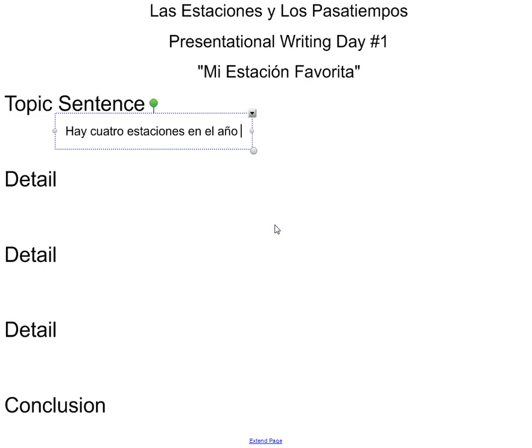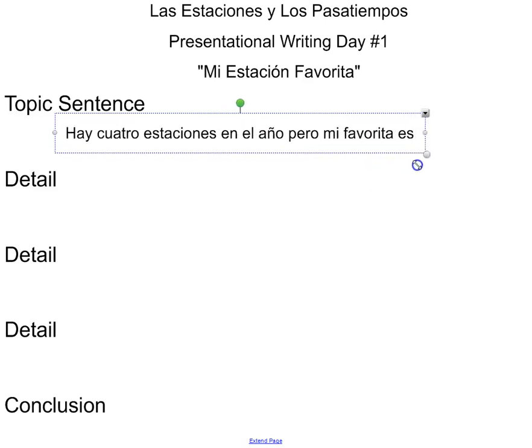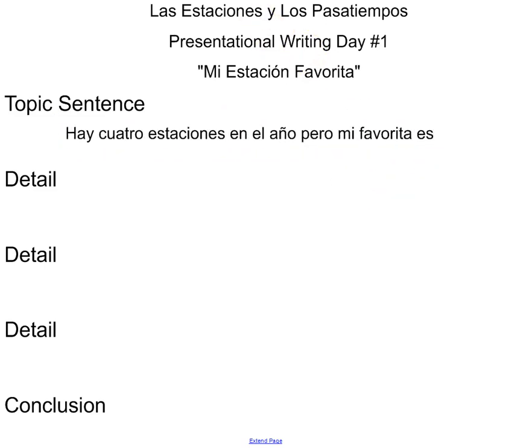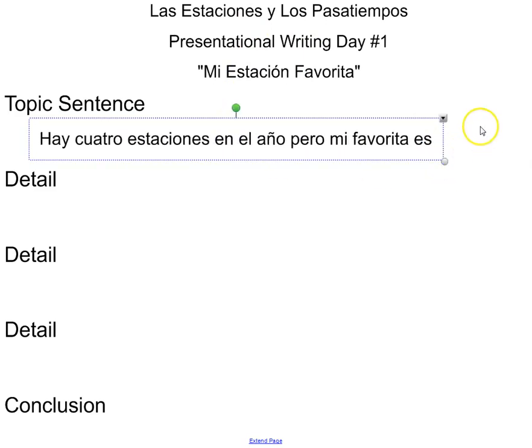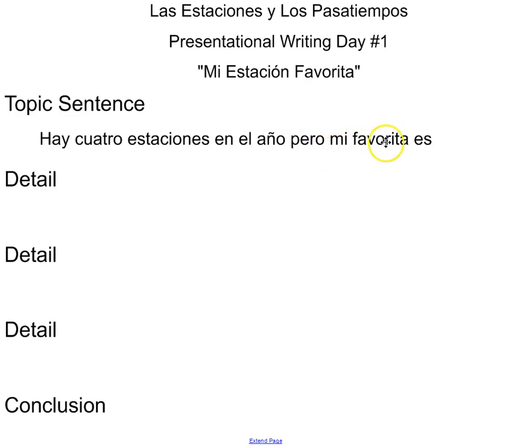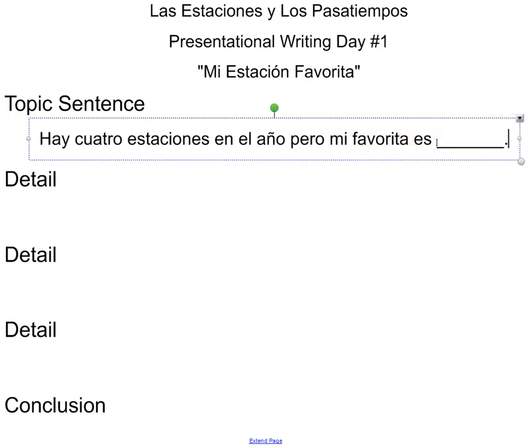And then I want to say but, and that's the word pero. Hay 4 estaciones en el año, pero, but, mi favorita, my favorite, es, is, and then you're going to state your favorite season. So again, hay 4 estaciones, there are 4 seasons, en el año, in the year, pero mi favorita, but my favorite, es, and then right here, you're going to fill in the blank with your season.